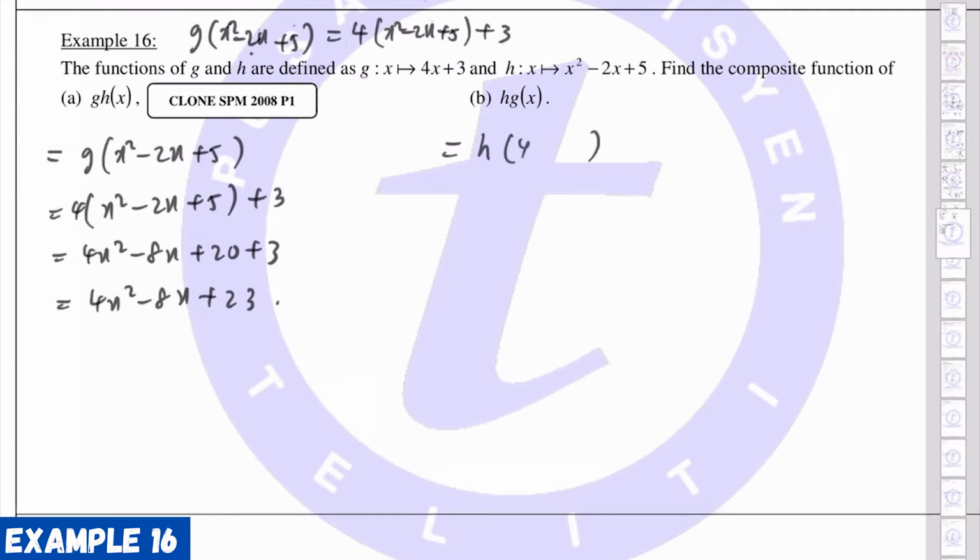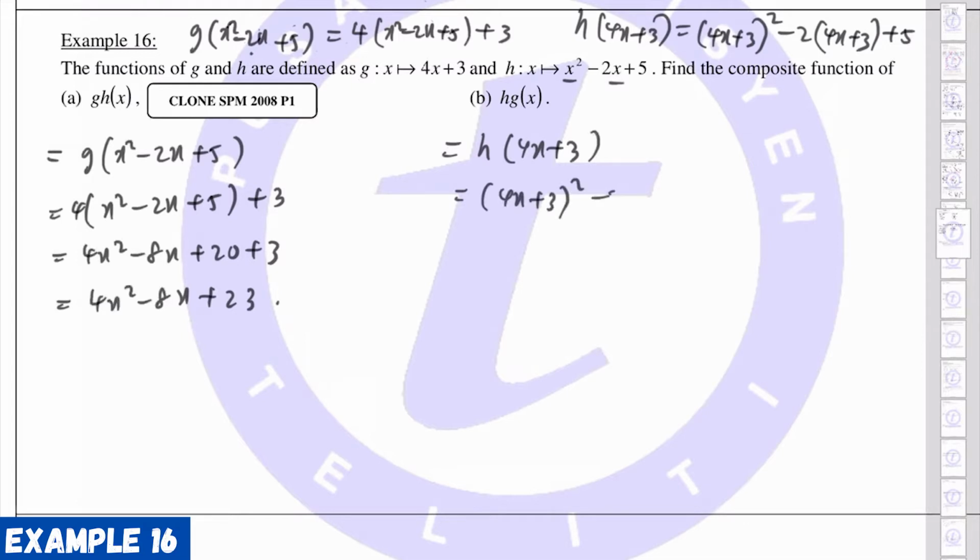My g(x) is 4x plus 3. Now think this way. h(x) is x squared minus 2x plus 5. So if I put 4x plus 3, I should put 4x plus 3 here and a 4x plus 3 here. You have to substitute twice, right? Because you have double x here. So just copy this down. (4x plus 3) squared minus 2(4x plus 3) plus 5.